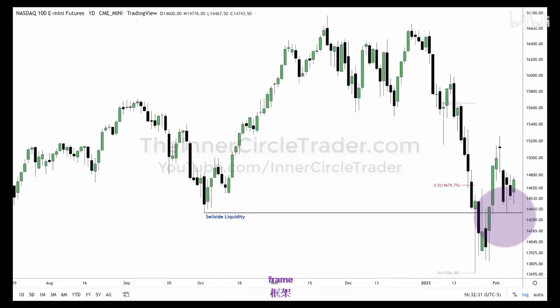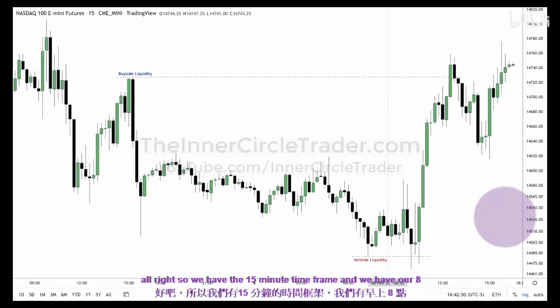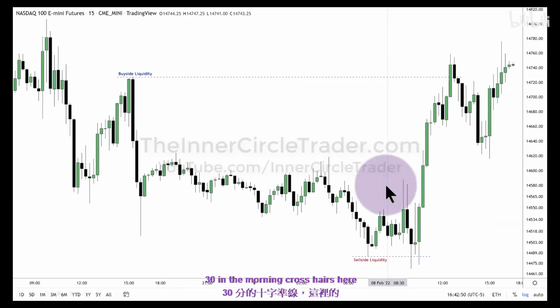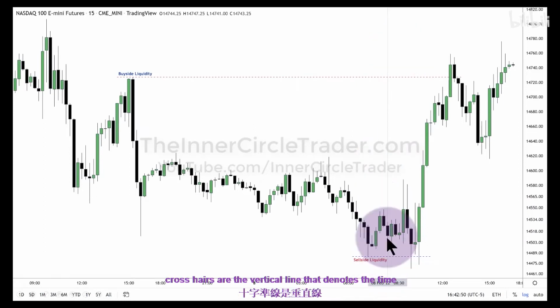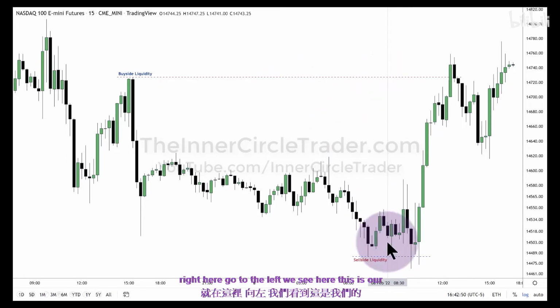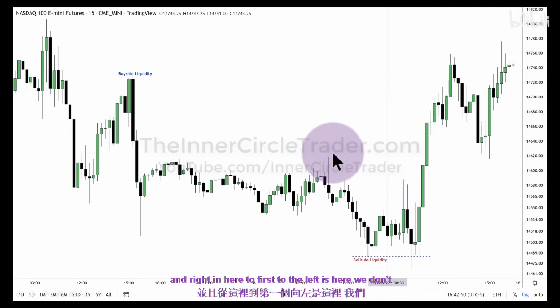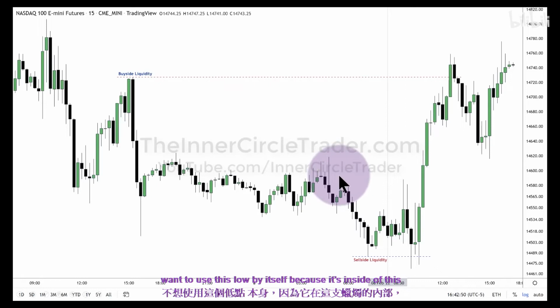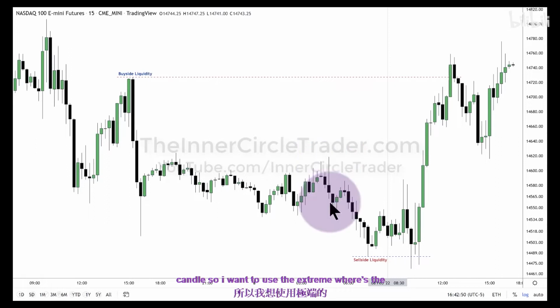So let's go down to a lower time frame. All right, so we have the 15-minute time frame, and we have our 8:30 in the morning crosshairs here. Crosshairs are the vertical line that denotes the time that we start looking back to the left. Right here, go to the left. We see here, this is our first low, so we mark that. And right in here, first to the left is here. We don't want to use this low by itself because it's inside of this candle. So I want to use the extreme.